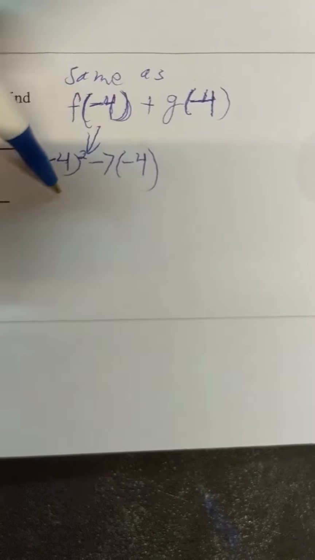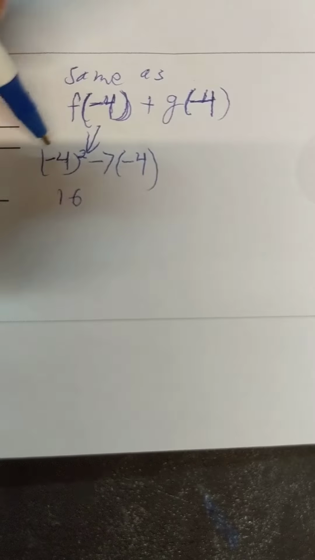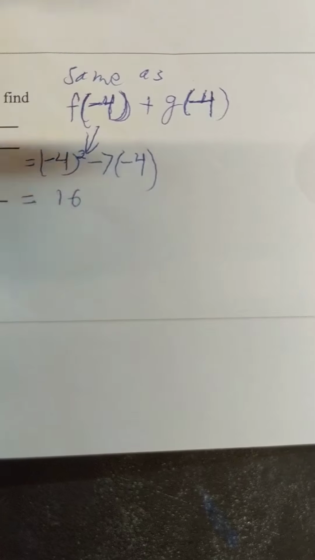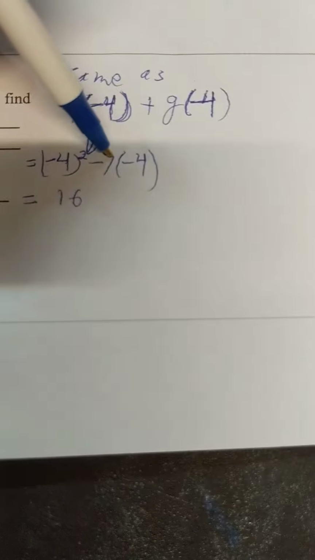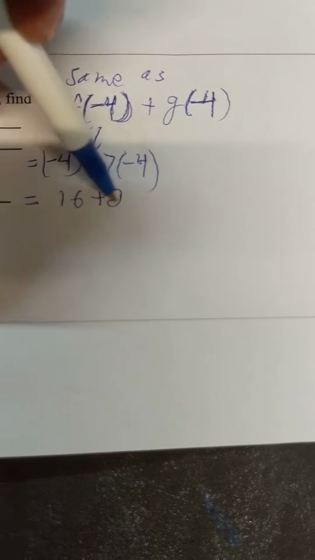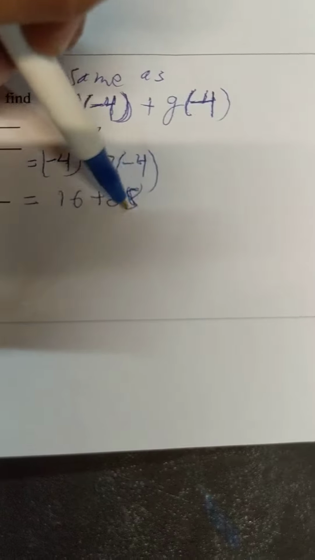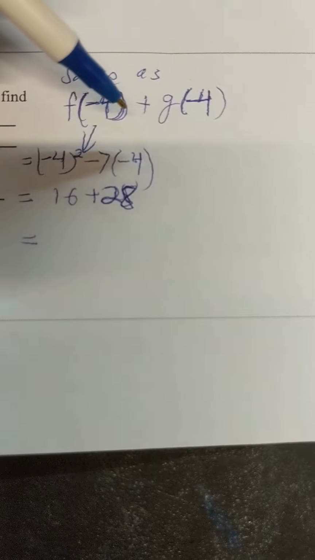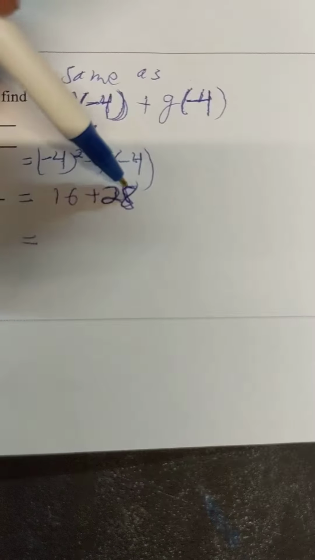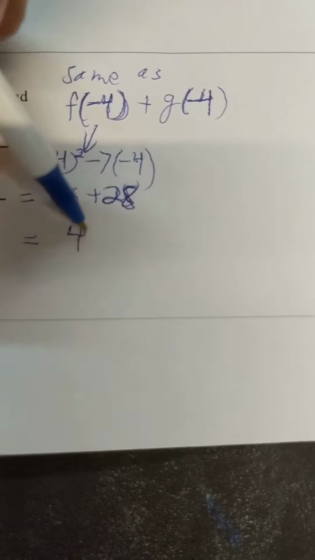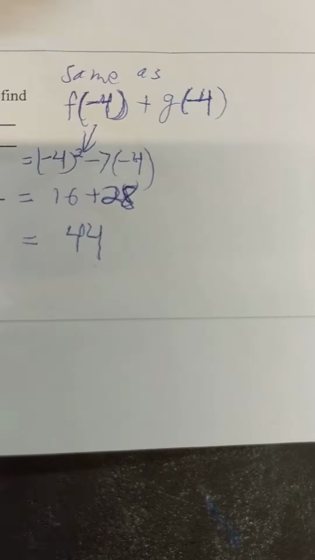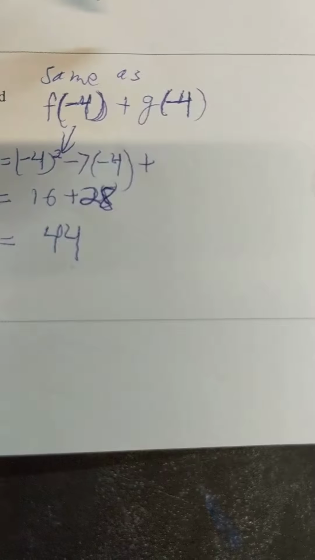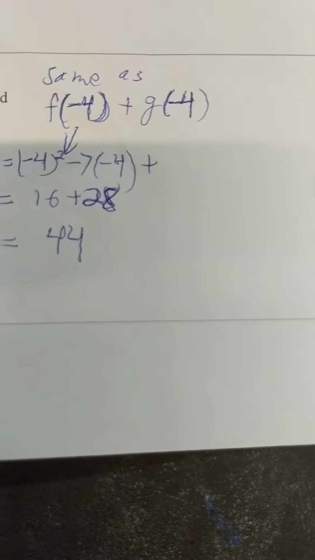So -4 squared, that's a positive 16. Here we'll put equals. Positive 16, and then minus 7 times -4 is like a plus 28, I guess. So now we have 28 plus 16, what's that going to be? Let's see, I think 44. Cool. Plus with, we have g of -4 we should figure out as well.